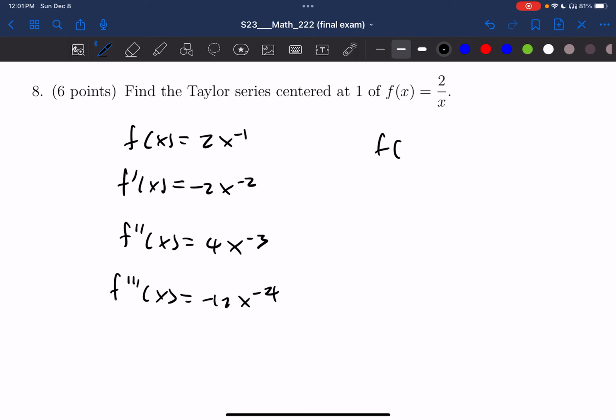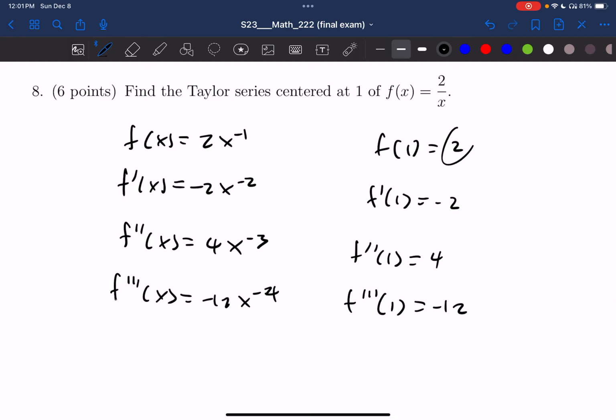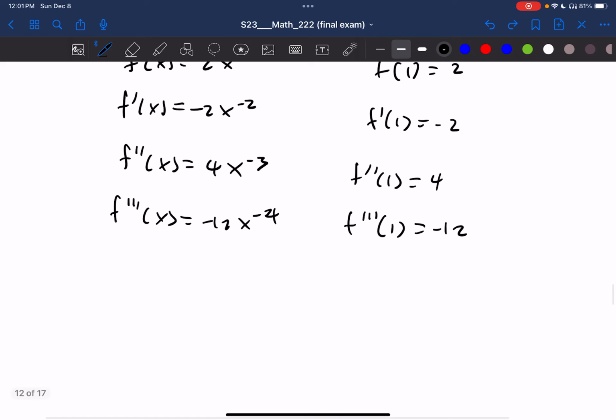Now f of 1, because it's centered at 1, is going to give you a 2. f prime of 1 will give you negative 2. f double prime of 1 will give you a 4. f triple prime of 1 will give you a negative 12. We see this is positive, negative, positive, negative, so we know there's going to be a negative 1 to the n power somewhere.